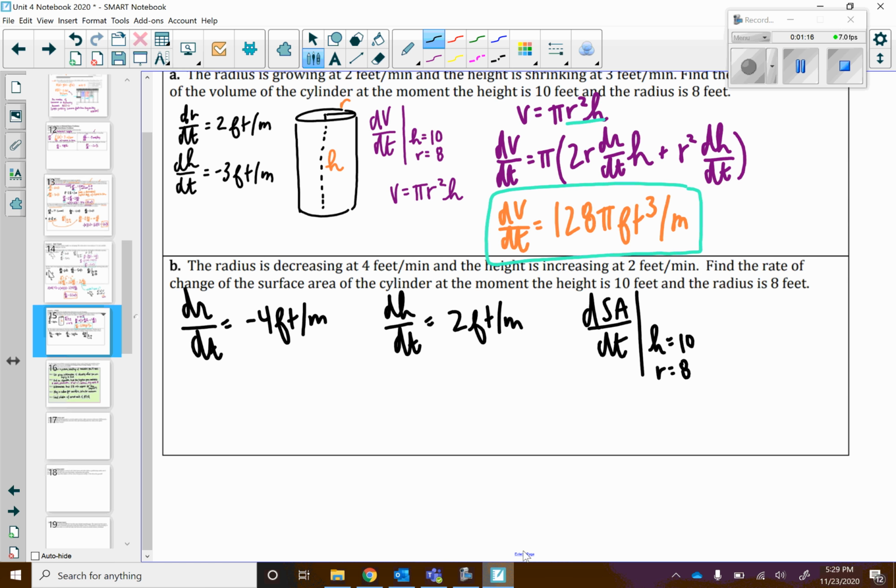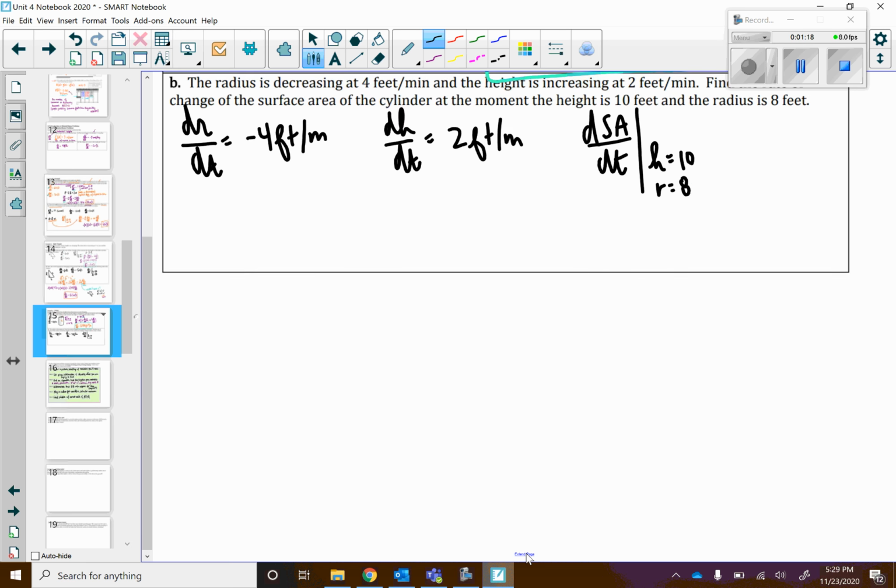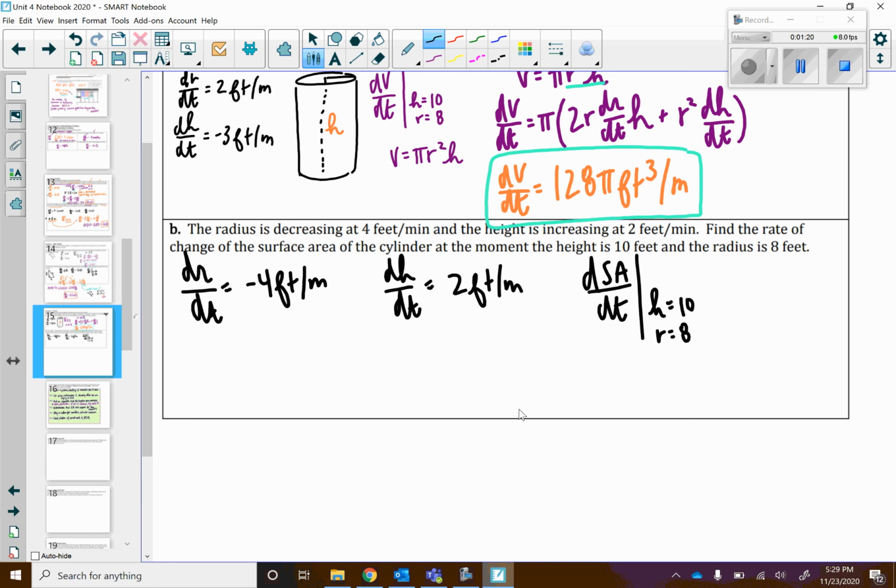Obviously, we need an equation for surface area. So if you think about surface area, what is it? Well, it's adding up all the faces of this thing. So I know I have two circles for the top and the bottom, so it's going to be 2 times the area of a circle, which is pi r squared. So that's the top and the bottom.